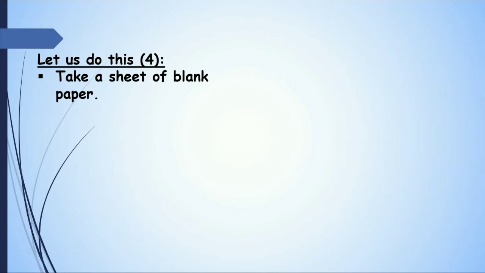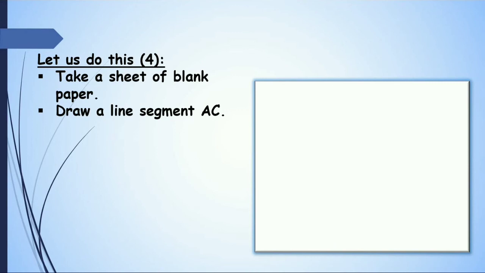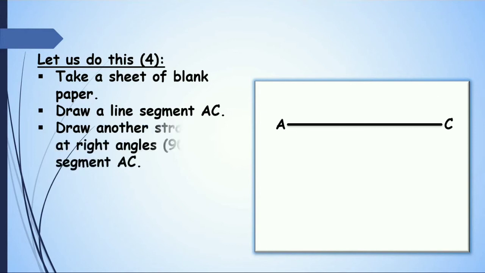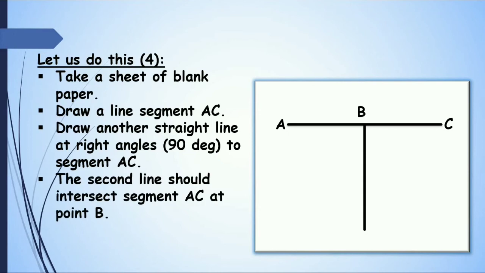Take a sheet of blank paper, draw a line segment AC, and draw another straight line at right angles to the segment AC, which is 90 degrees to AC at B. The second line should intersect segment AC at point B, and the angle between them is 90 degrees.